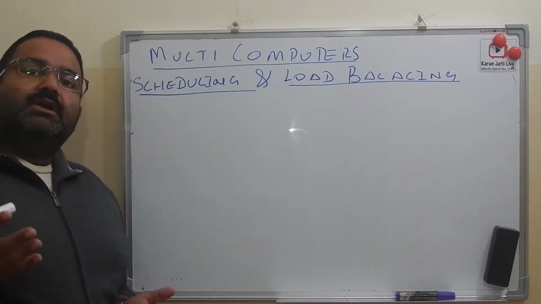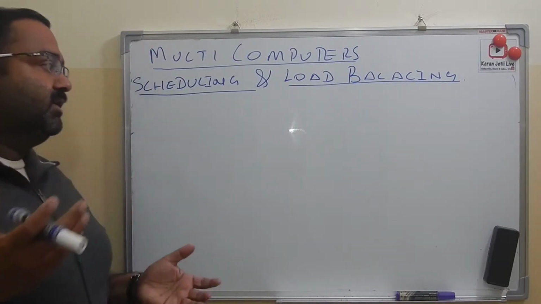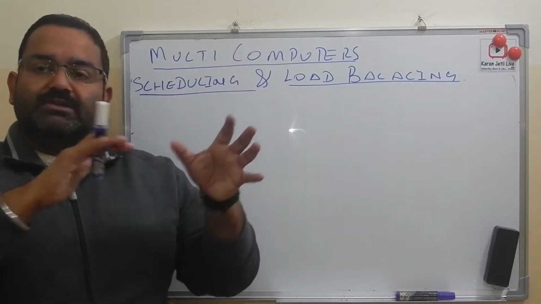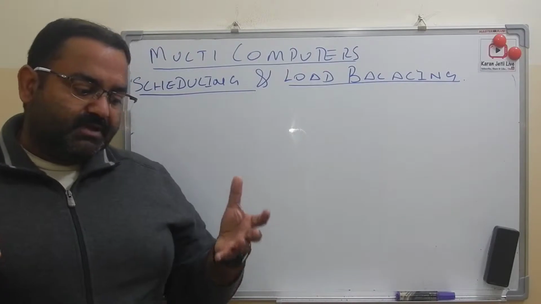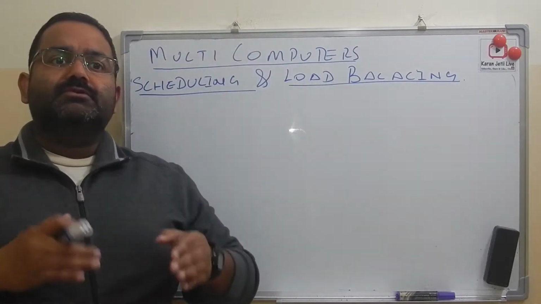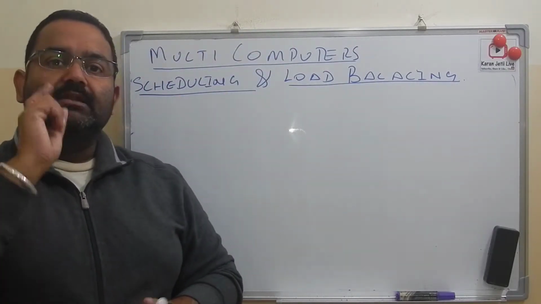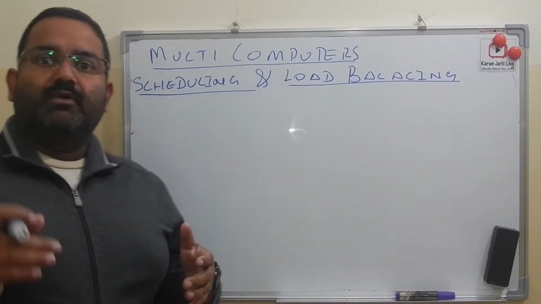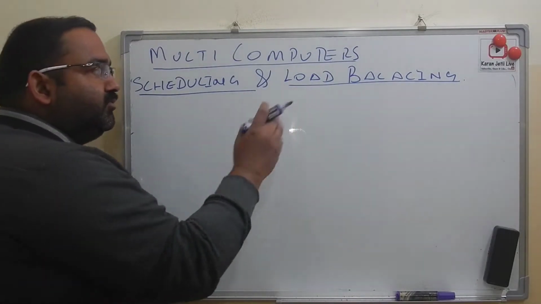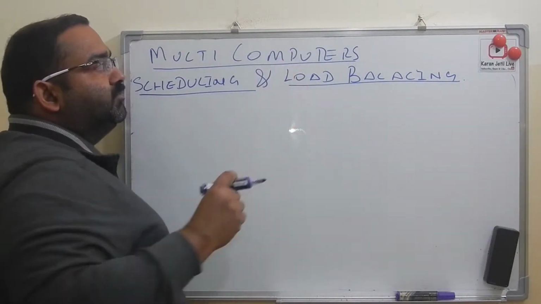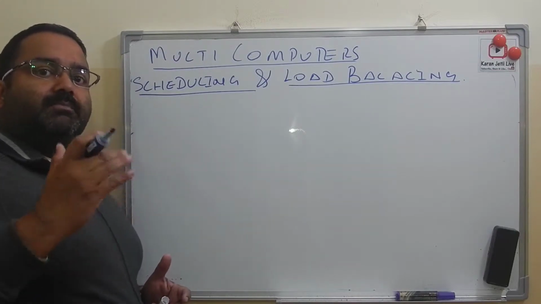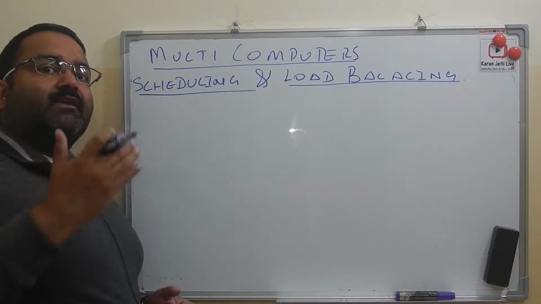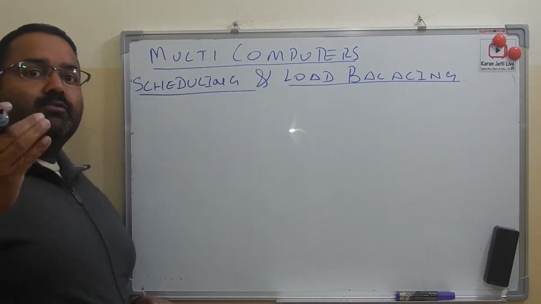So basically, what is multi-computer environment? As the name indicates, in a multi-computer environment, we have multiple computers which are connected to each other using a high-speed network, and all these computers together can work as one single system. That type of environment is called a multi-computer environment. By multiple computers, I mean we have a set of processors and memories. They do not have any peripherals or input-output devices.